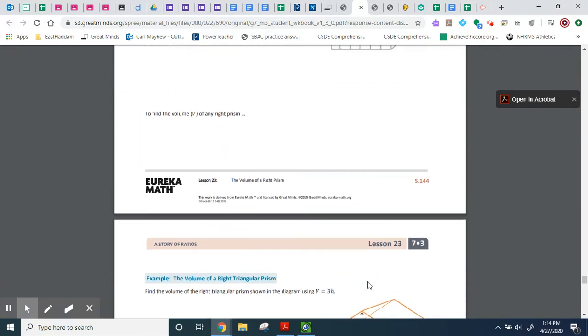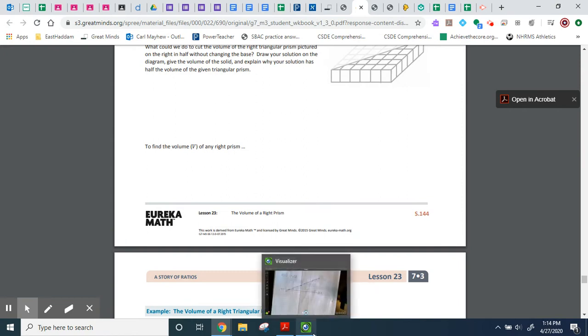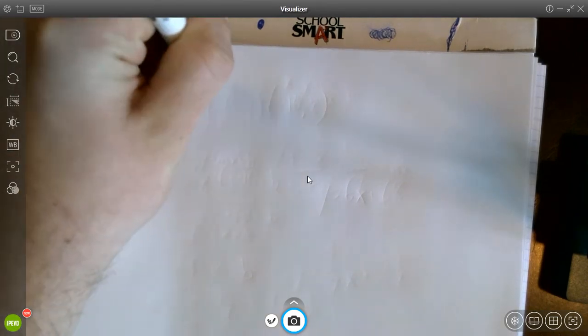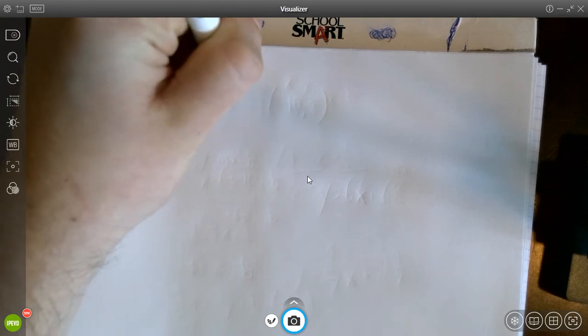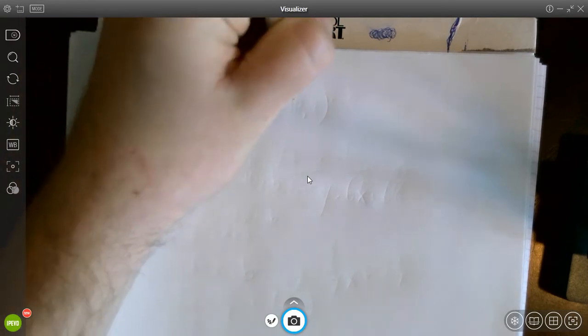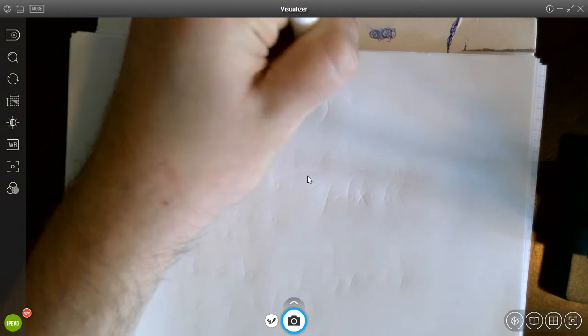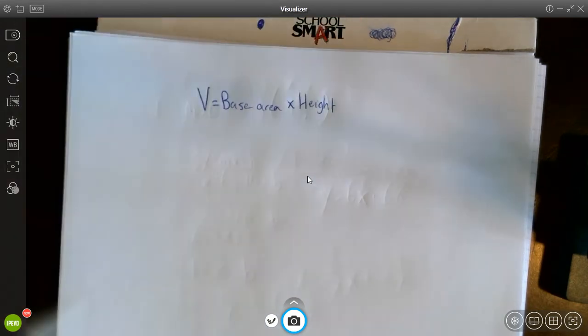So to find the volume of any right prism, I want you guys to write this down. The formula for the volume of any right prism, and a right prism is just something that is flat on both the top and the bottom, or flat on two sides. The volume is going to be equal to the base area times the height. Now, when I say base area, that means finding the area of the base that this shape can sit on. Typically, it's the area of the base that would be the same on the other side of that shape.